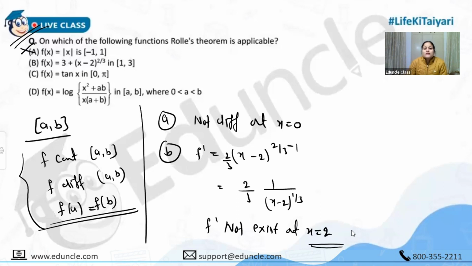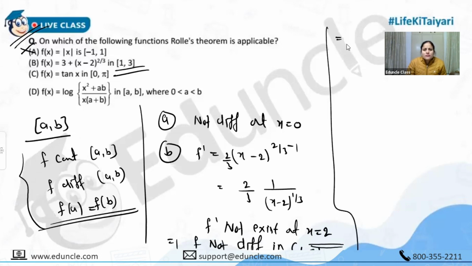Then clearly the first derivative does not exist at x equal to 2, and x equal to 2 lies in this open interval. So this implies f is not differentiable in the open interval (1, 3). Yes or no? Correct. So this implies Rolle's theorem is not applicable. So B is also not true.